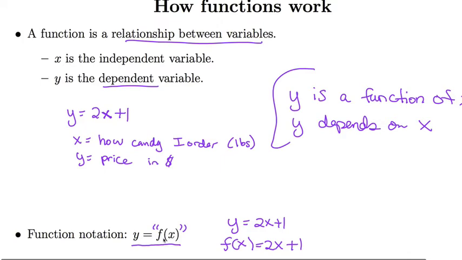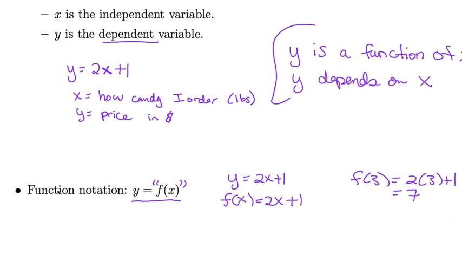The x inside the brackets tells you what the input variable is. It tells you what you're going to put into this function. F of x equals 2x plus 1 shows you that you have a function, and if you put x into it, then you get 2 times x plus 1 out of it. F of 3 would be 2 times 3 plus 1 equals 7. So if I ordered 3 pounds of candy, it's going to cost me $7. F of 3 would be the output of the function when you put 3 into it.